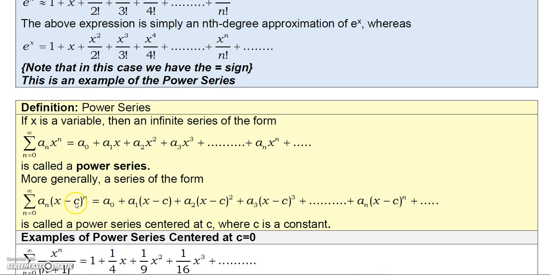You would just replace x with x minus c, but you would get a naught plus a1 times x minus c to the first power plus a2 times x minus c squared, and so on. And so the nth term would be a sub n times x minus c to the n.